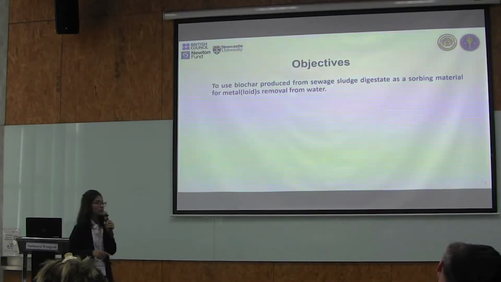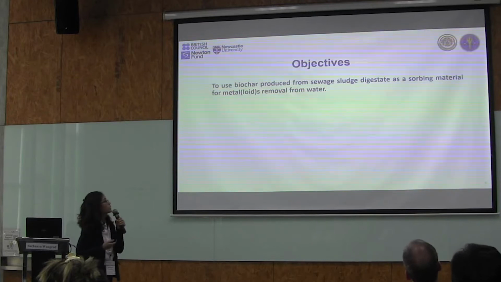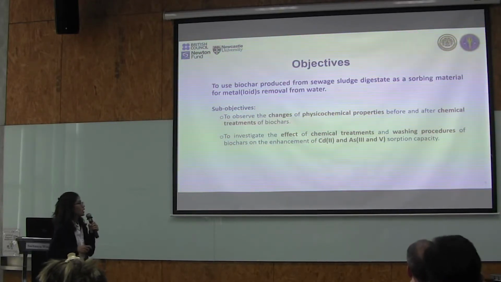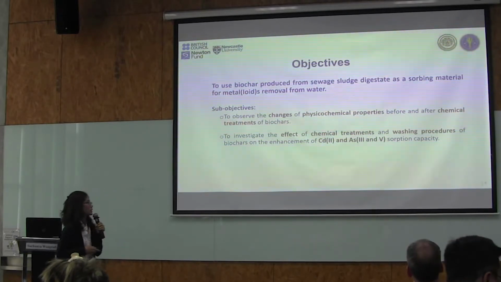The objective of this research is to produce biochar from the surplus digestate and use it as a sorbing material for the metal and metalloid. The subtopic is to observe the change of physical-chemical properties after chemical treatment. We also investigate the effect of chemical treatment and washing procedure on the sorption ability toward metal and metalloid.